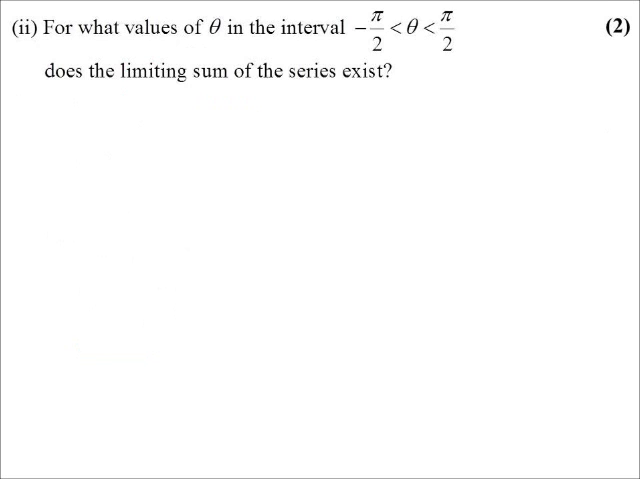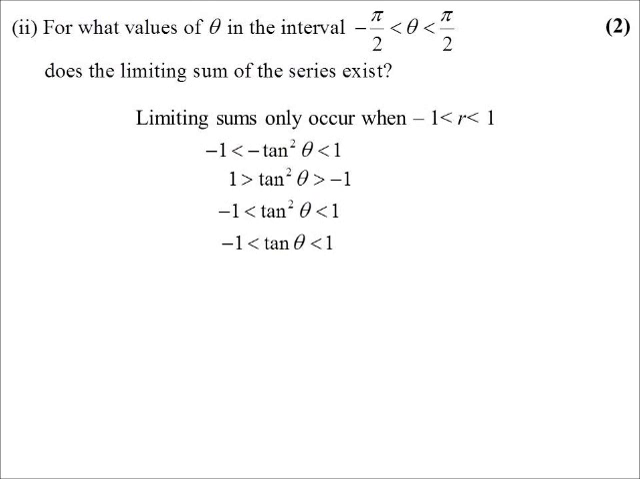Now, they're saying we're going to restrict theta to between minus pi on 2 and pi on 2. Right? But for what values will the limiting sum exist? We know limiting sums will occur when it's between minus 1 and 1. So we're saying minus tan squared theta is between minus 1 and 1, which is the same as saying tan squared theta is between minus 1 and 1. So I divide everything by negative 1. I get the same inequality in this case. But that just looks ugly. Swap it back around. Oh, that's better. It's still saying the same thing.